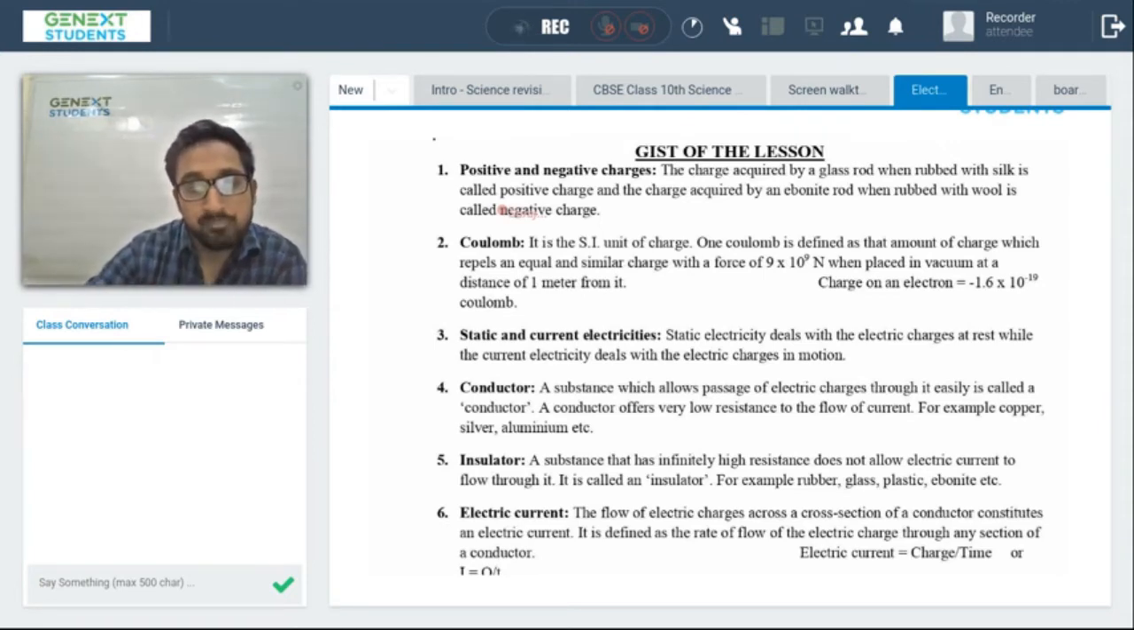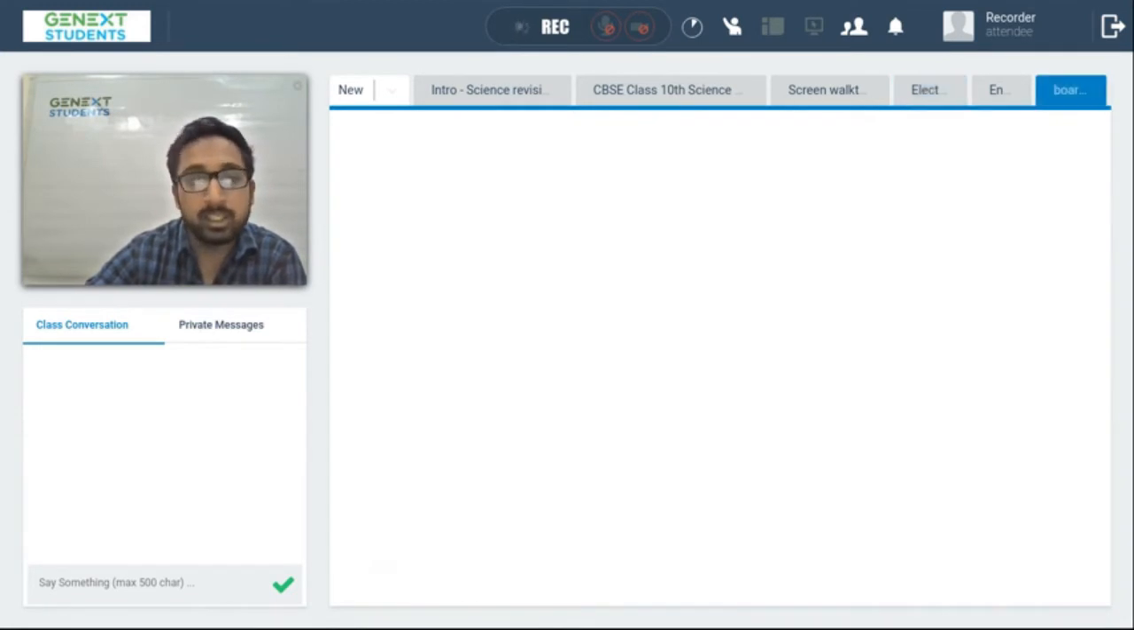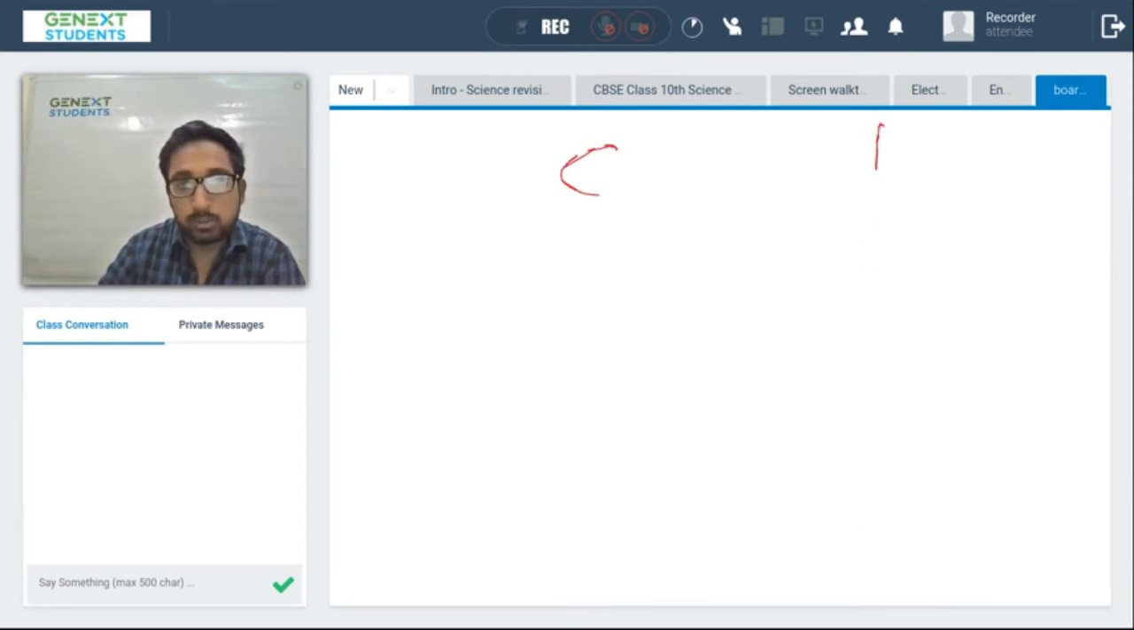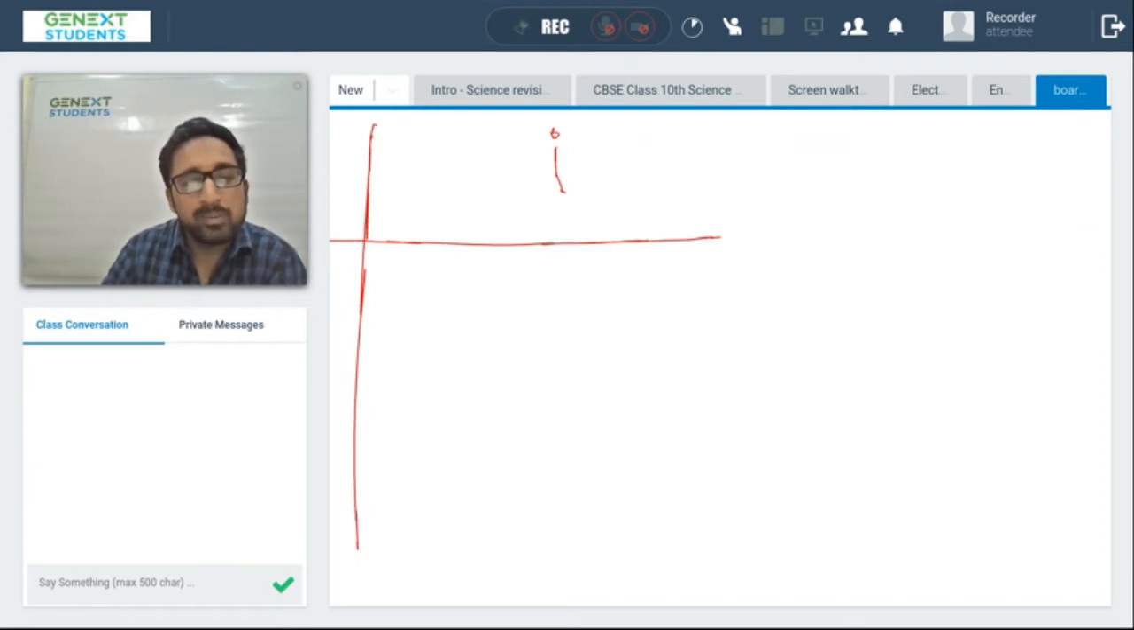So static and current electricity. What are conductors and insulators? So I'll explain it to you over here. What are conductors and insulators? So let me get to this point, right? Conductors and insulators, right? I'm going to give you a very basic differentiation between them, and trust me, you'll never forget it ever in your life.